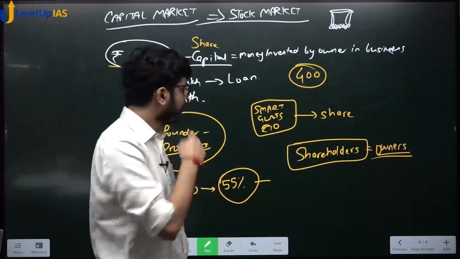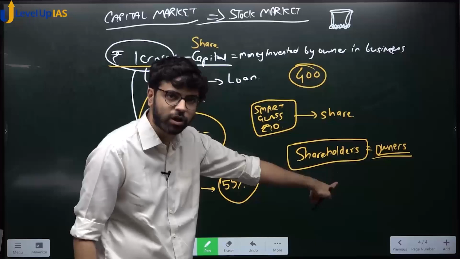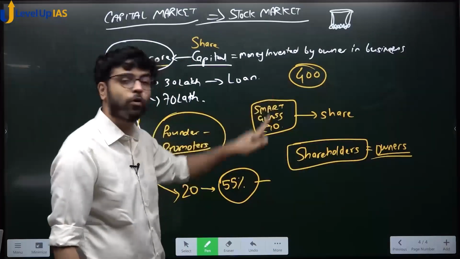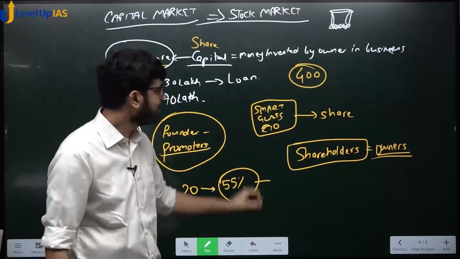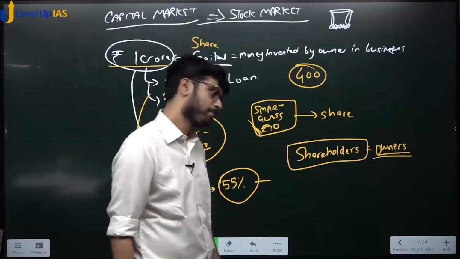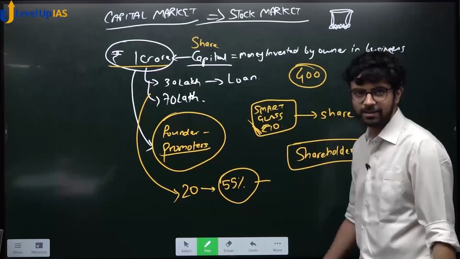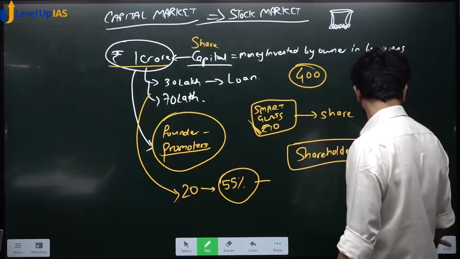Okay, let's go, very good. The point is not that. Did you understand what is a share, what is a shareholder, what are shareholders? They are owners. Owners to the extent of what? To the extent they hold the shares. Did you understand this much? We'll come back to this slide. This is the very first layer. Now let's move to the next layer.